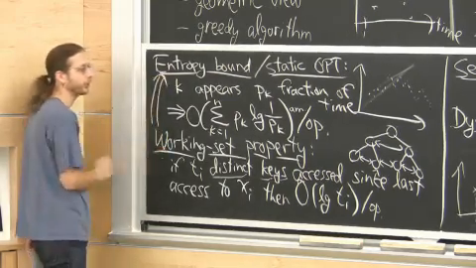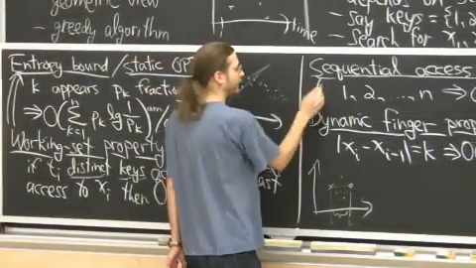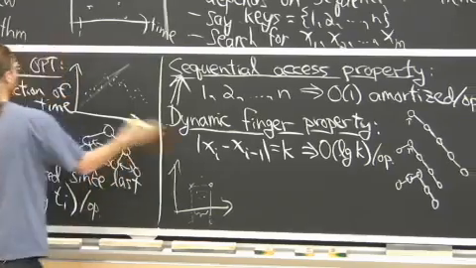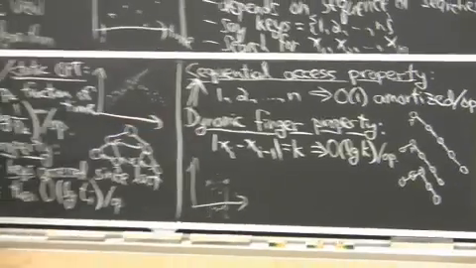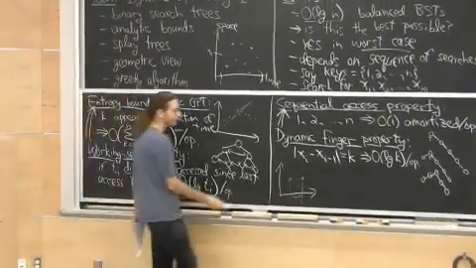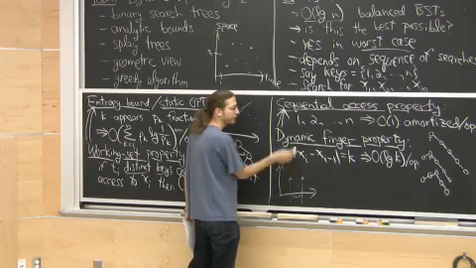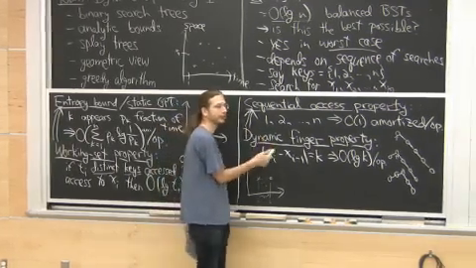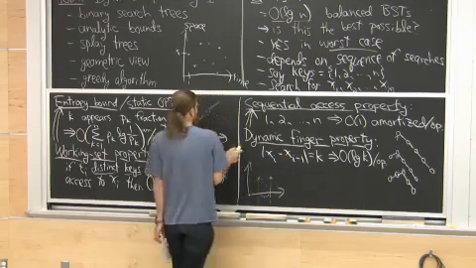So this is a stronger property. I guess dynamic finger implies sequential access. But there's no relation between working set and dynamic finger. In fact, they're kind of transposes of each other. Working set is about if you access a key that was accessed recently, then it's fast. Dynamic finger is saying if you access a key that is close in space to the previous access.